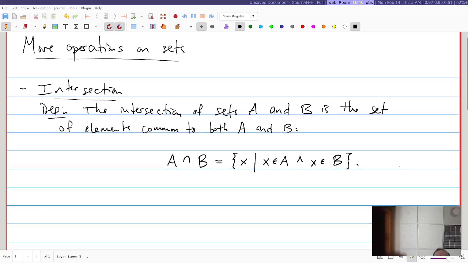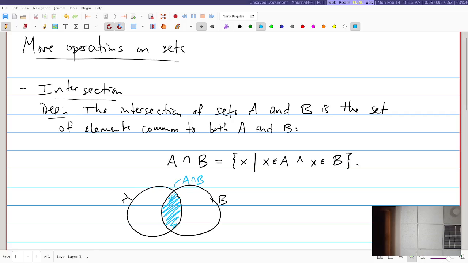Another way we could think about it is graphically. If this is my set A, so A is all the stuff contained inside this circle, and here's the set B, their intersection is this part here. So this is A intersection B. And maybe you've seen Venn diagrams before, right? So this is what's going on. Any questions?